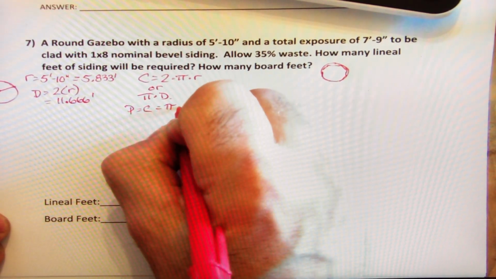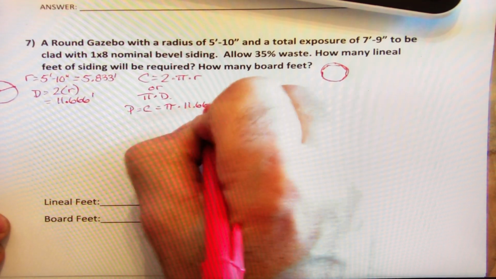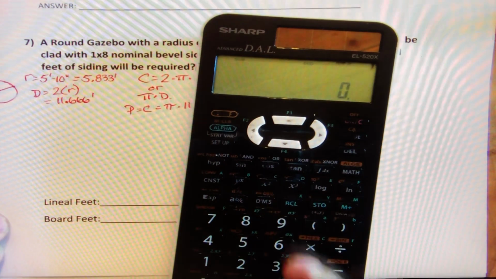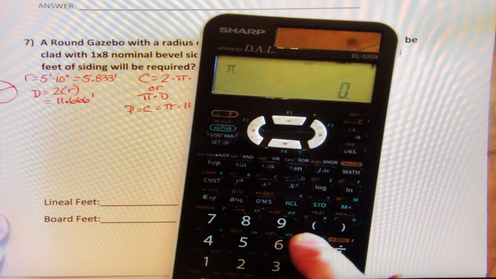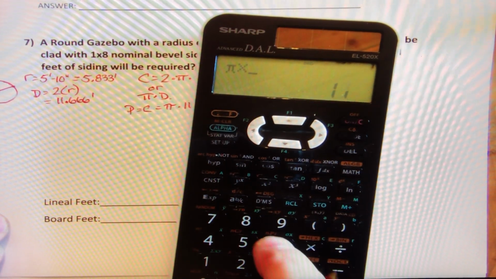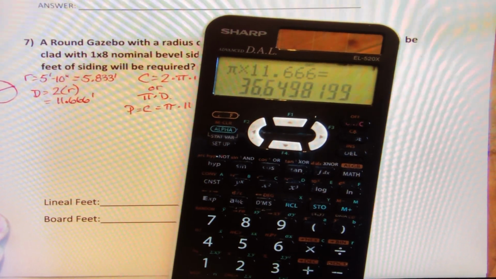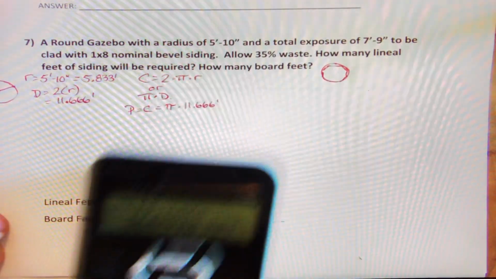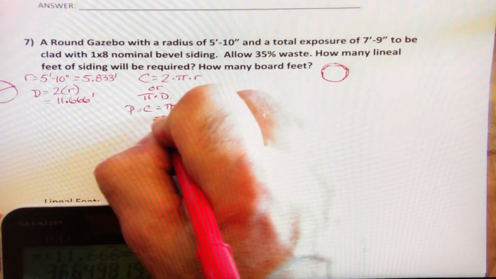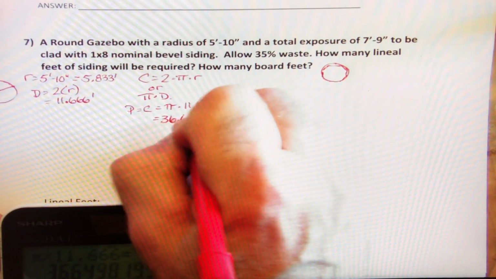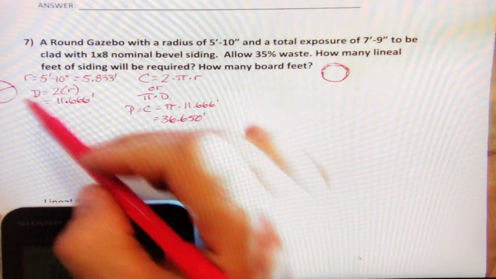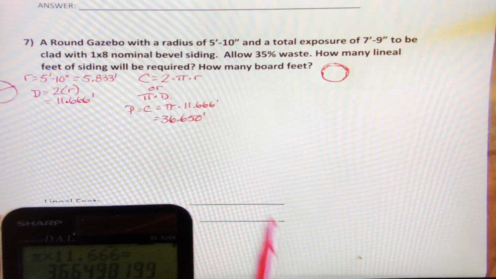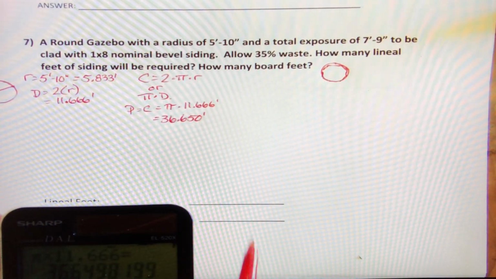So my perimeter, which is equal to my circumference, is equal to pi times 11.666 feet. Second function, 3 gives me pi, times 11.666 feet. Gives me 36.650 if I round that up. Equals 36.650 feet. That is the distance around this octagonal, or this round gazebo in question.